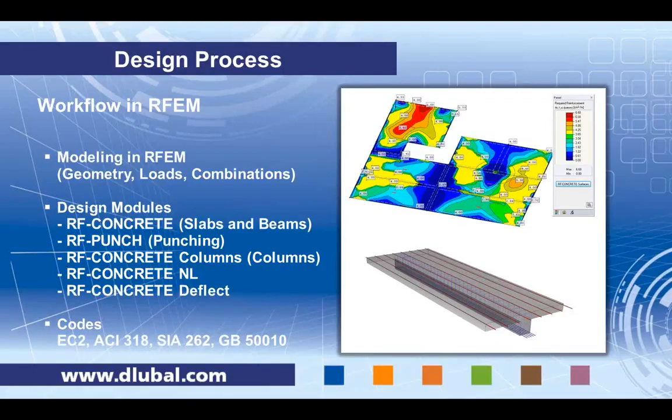In the concrete design modules, we have the following codes available: Eurocode 2, ACI 318, which is the American code, SIA 262, which is a code from Switzerland, and GB 50010, which is a Chinese code. Other codes are in preparation and will also be published on our website when they are available and finished.